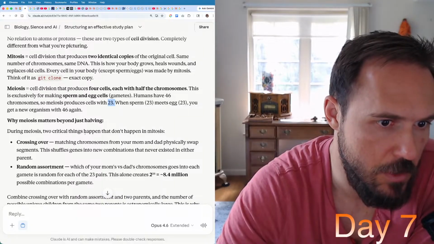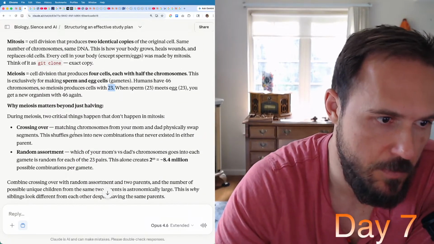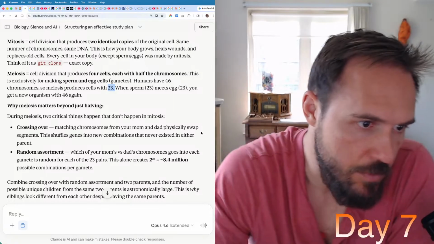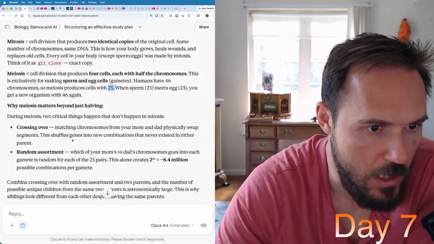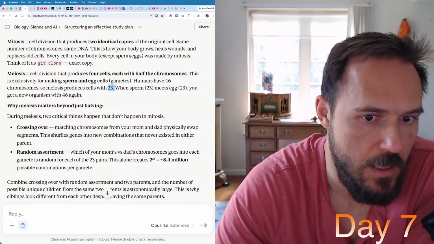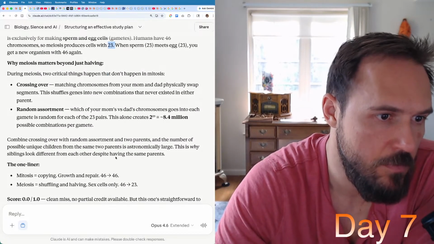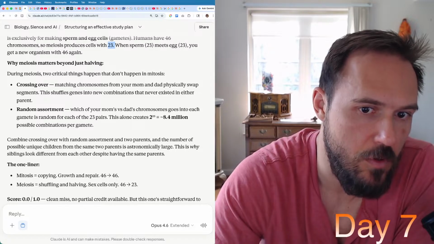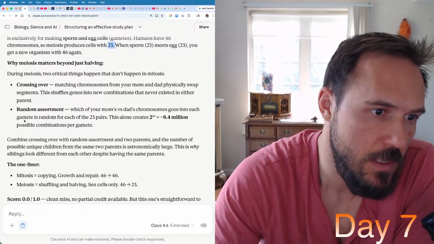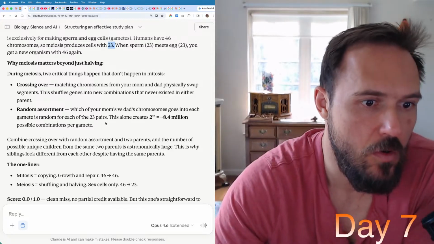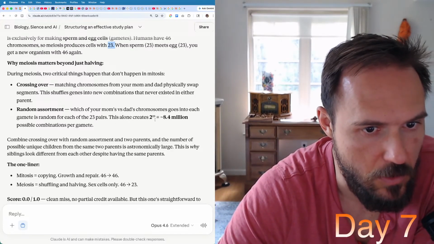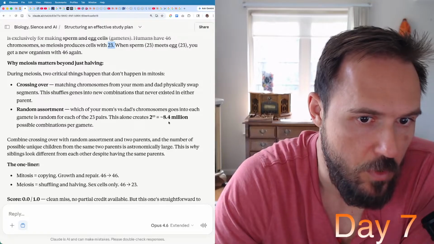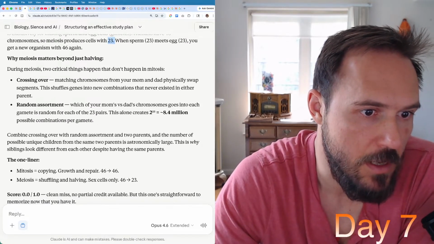During meiosis, two critical things happen that don't happen in mitosis. Crossing over: matching chromosomes from your mom and dad physically swap segments. This shuffles genes into new combinations that never existed in either parent. Random assortment: which of your mom's versus dad's chromosomes goes into each gamete is random for each of the 23 pairs. This alone creates 2 to the 23rd, about 8.4 million possible combinations per gamete.